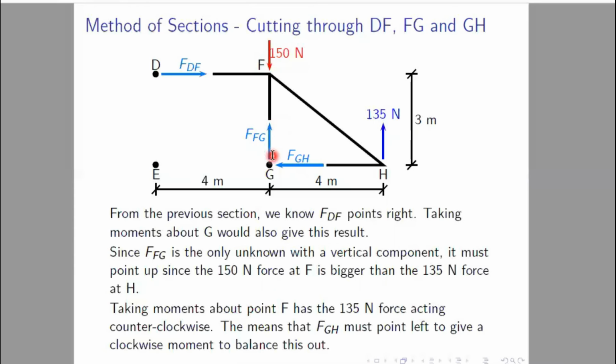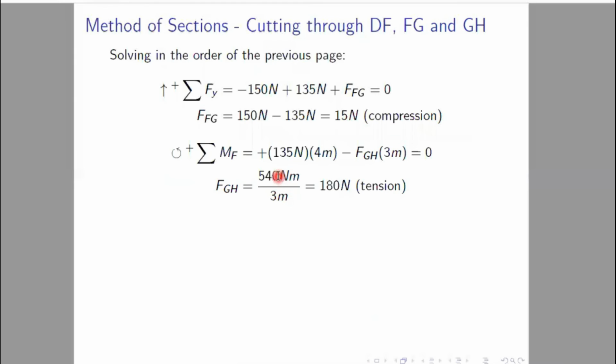And if we are representing it as a compressive force and the value comes out to be negative, then it's not compressive, it is actually a tensile force. The same thing happened in case of FGH. This one we have assumed to be a tensile force. So if this value comes out to be positive, then it is actually a tensile force. So that's why we have mentioned tension here.